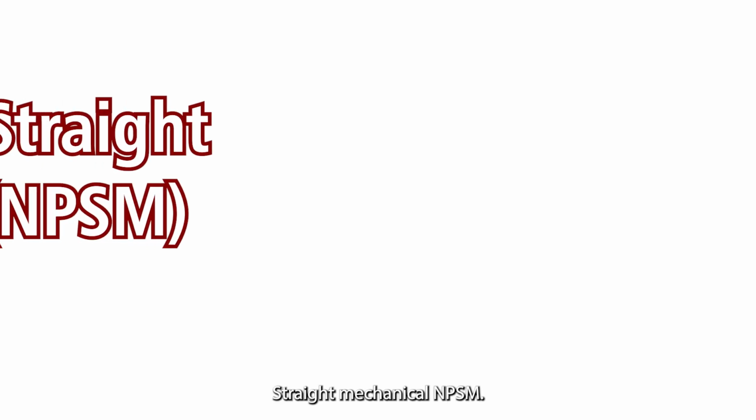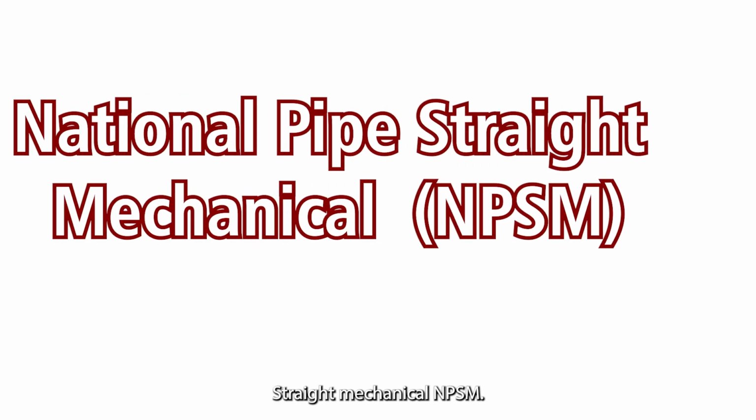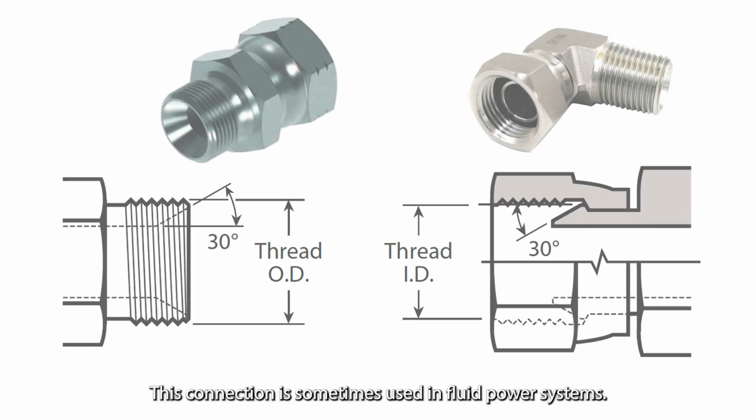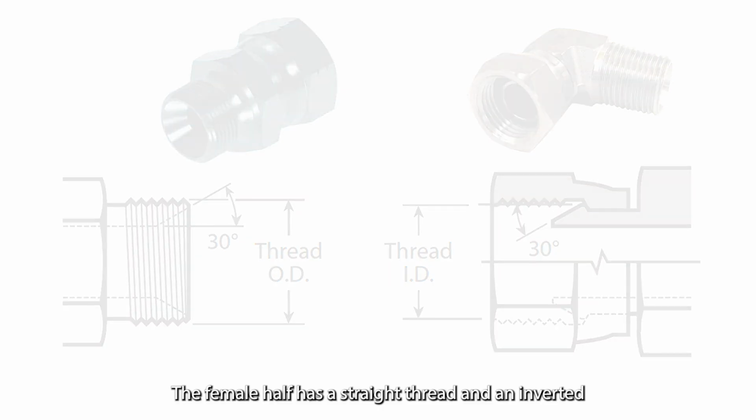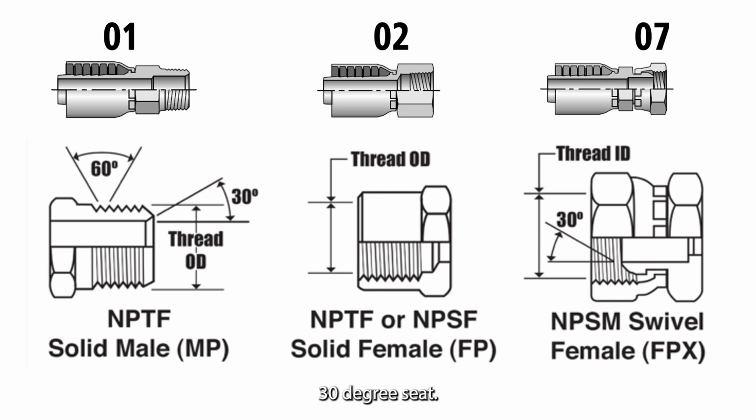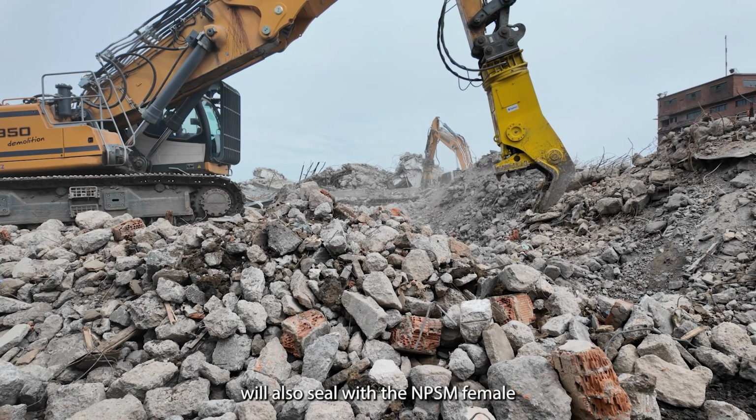National Pipe Straight Mechanical, NPSM. This connection is sometimes used in fluid power systems. The female half has a straight thread and an inverted 30° seat. The male half has a straight thread and a 30° internal chamfer. The 30° seat of the female seals against the chamfer on the male. The threads hold the connection mechanically. A properly chamfered NPTF male will also seal with an NPSM female.